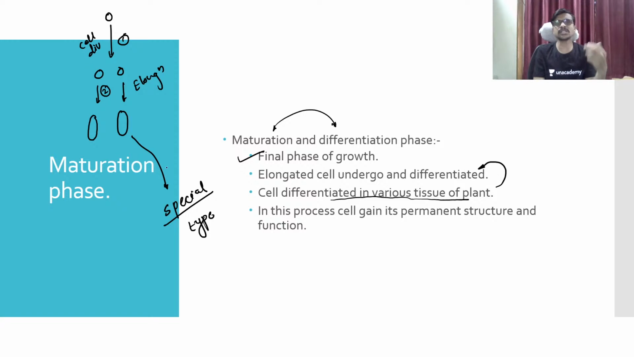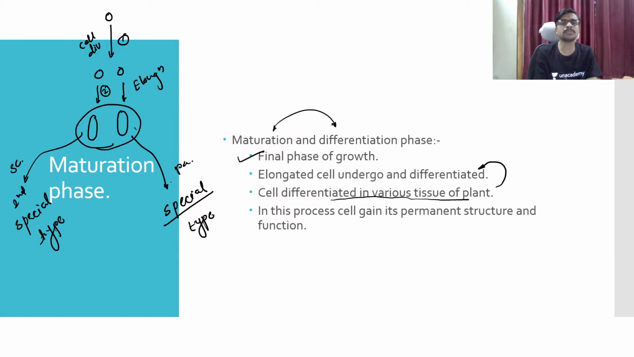So this cell converts itself into this special type of cell. So specialization is the process of differentiation, okay. And this cell converts itself into this second special type. So whatever it is, for example, here is a sclerenchyma and here is a parenchyma. These are two different types of cell. The same type of cell becomes itself into different types of cell.